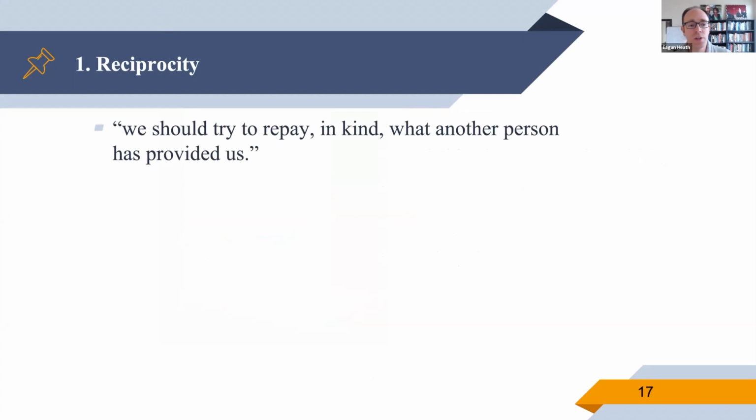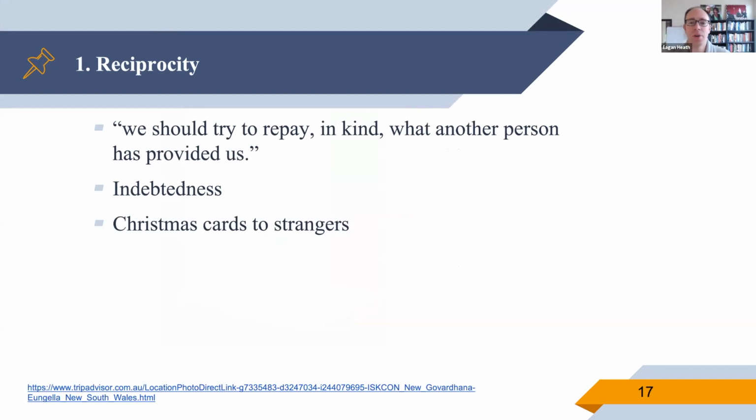Cialdini says we should try to repay in kind what another person has provided us. And so we get that feeling of indebtedness. If someone else picks up the check or gets the bar tab or whatever it is, we say, "We'll get you next time," because we don't like that feeling of someone giving to us and us not giving back to them. A pretty interesting example from the book is another professor who just started sending Christmas cards to complete strangers every year.